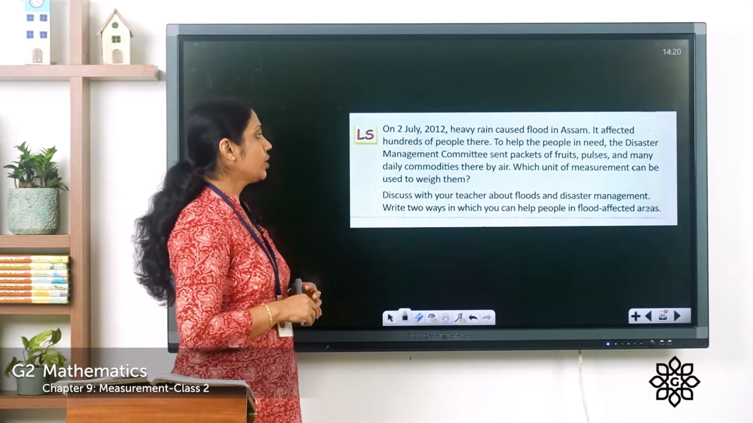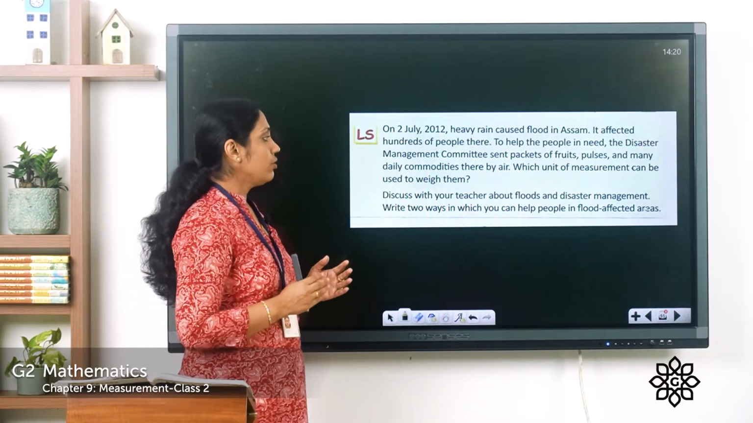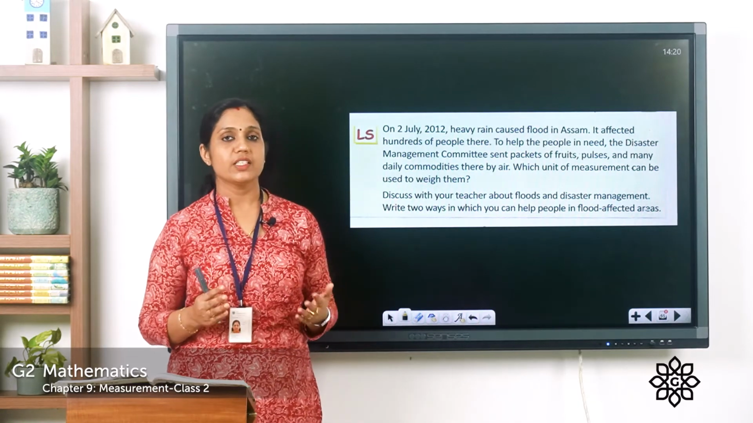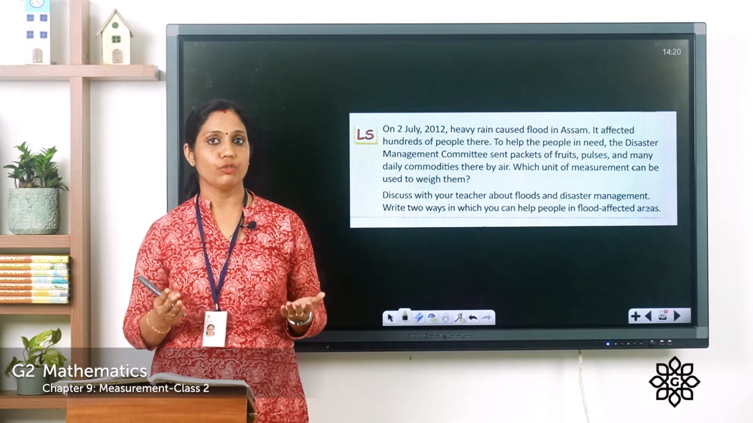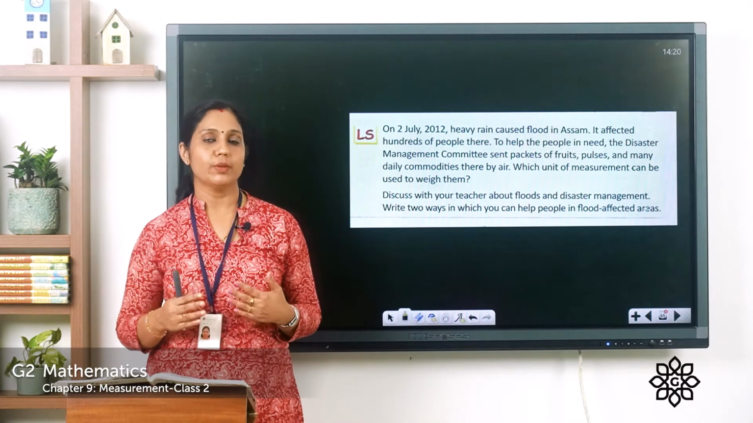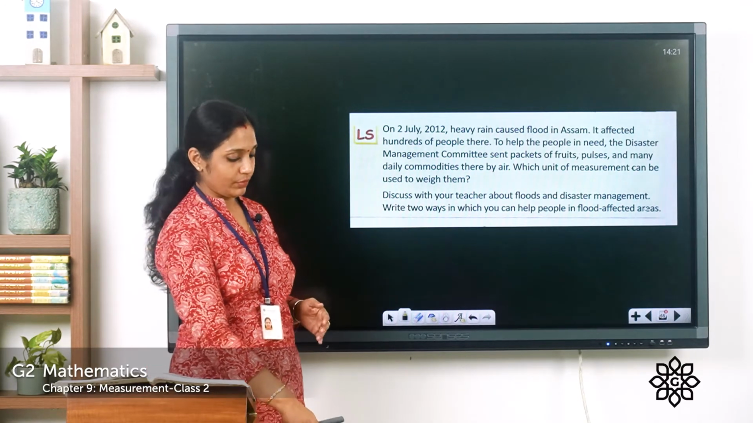Next we have, discuss with your teacher about floods and disaster management. Write 2 ways in which you can help people in flood affected areas. Where there is heavy flood, what can we do? We can give food or clothes to them. And you can also think of other measures how you can help the flood affected areas.